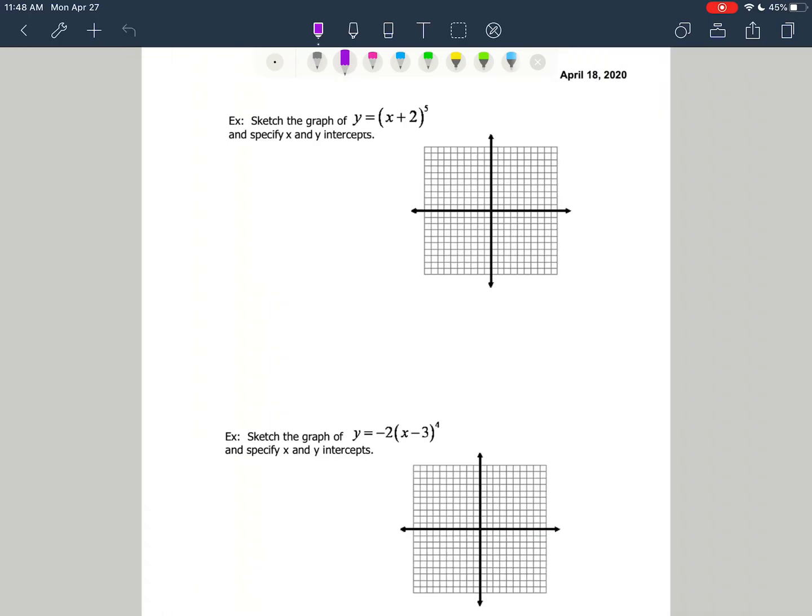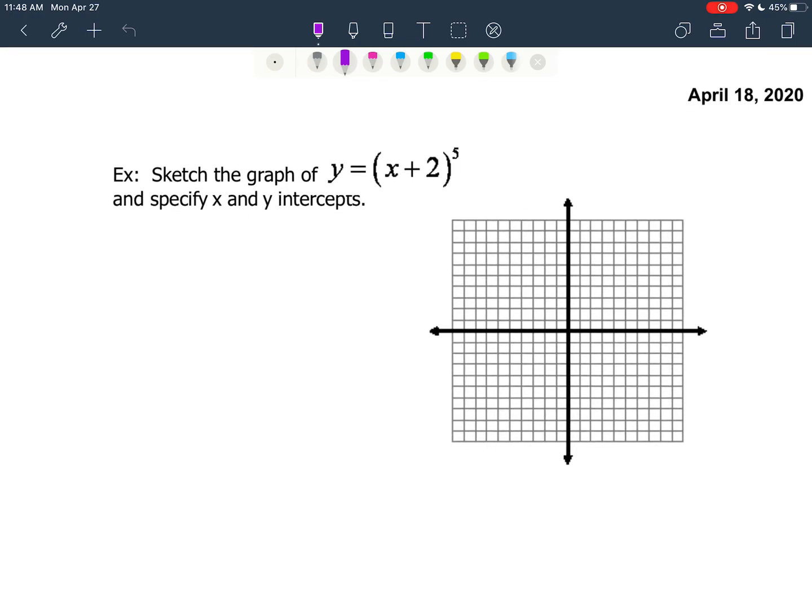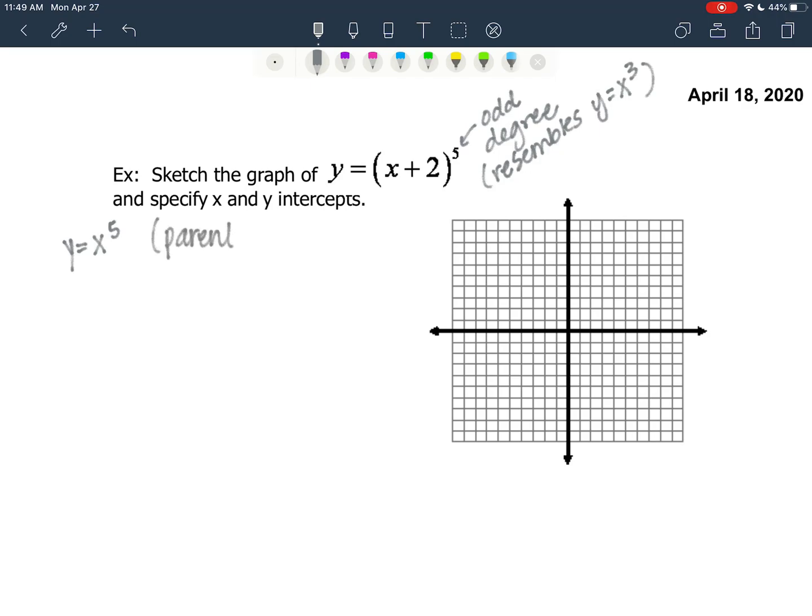So let's get to this graph. We have y equals x plus 2, all raised to the 5th power. So this is an odd degree. So it's going to resemble y equals x cubed. If we look at y equals x to the 5th, y equals x to the 5th is the parent function.